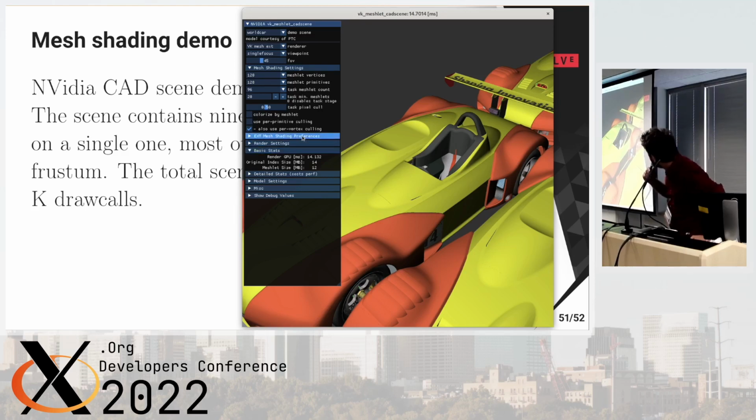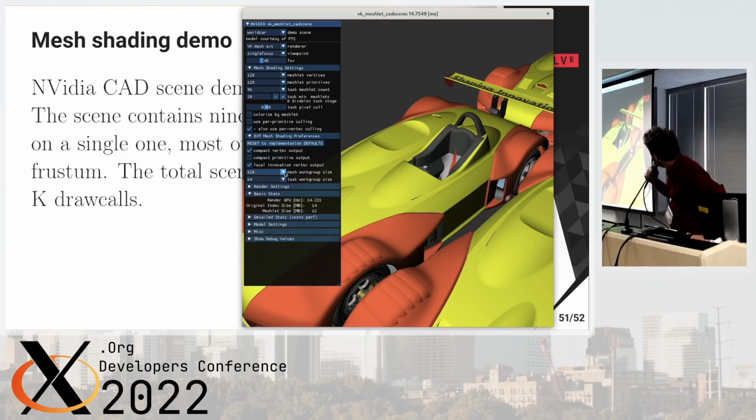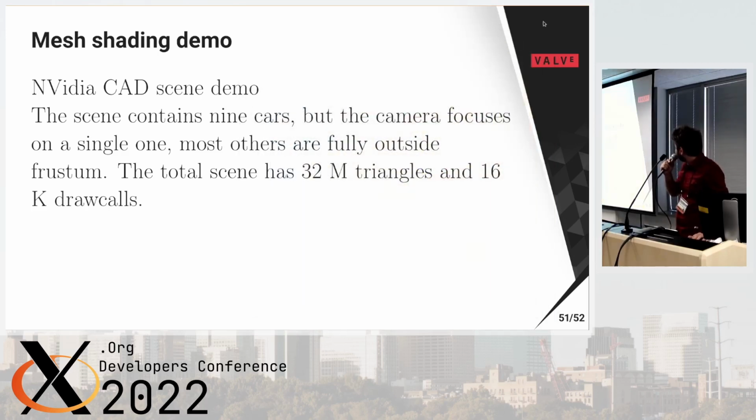And also it has various other preferences. So you could select to compact the output. You could say, let's use per primitive culling. And now you see it performs a little bit better. So it has endless options. I don't want to waste your time on all of this. But if you guys are interested in mesh shading, I highly recommend looking at this sample because it has everything, basically. So thank you very much for your attention.